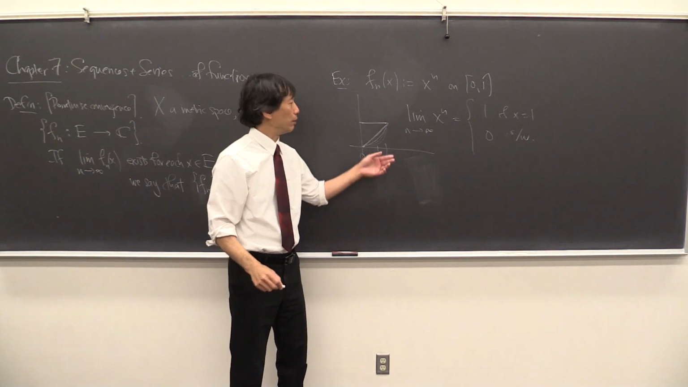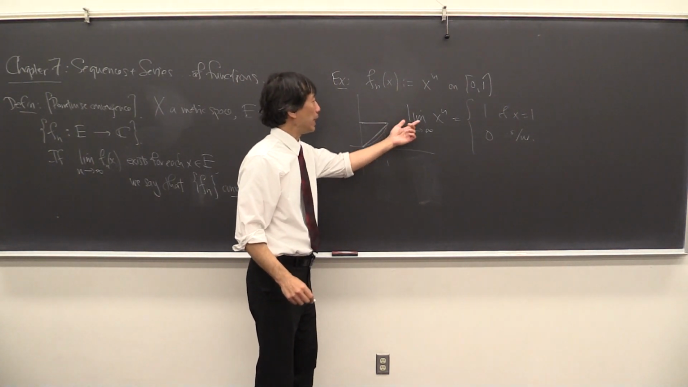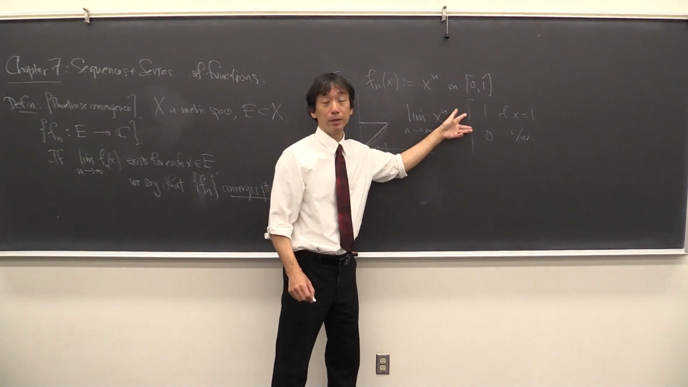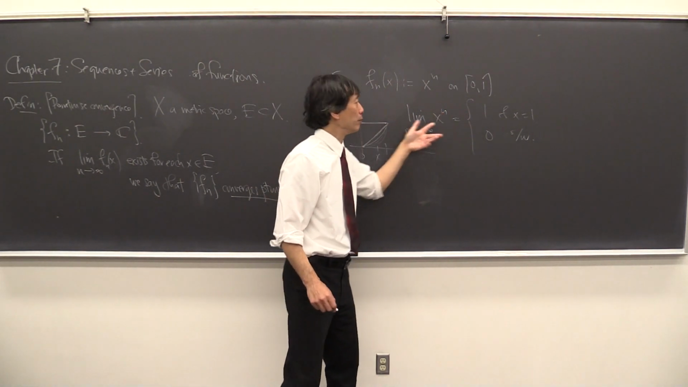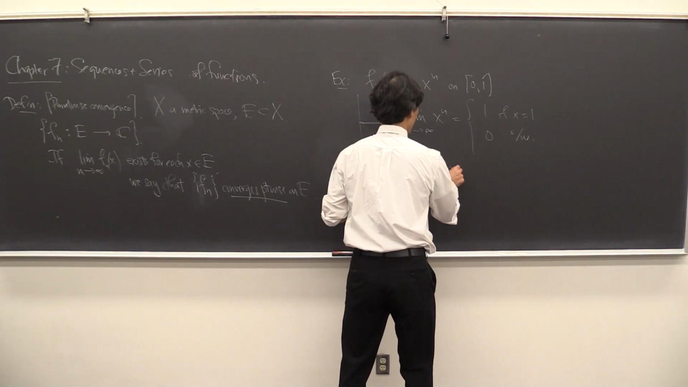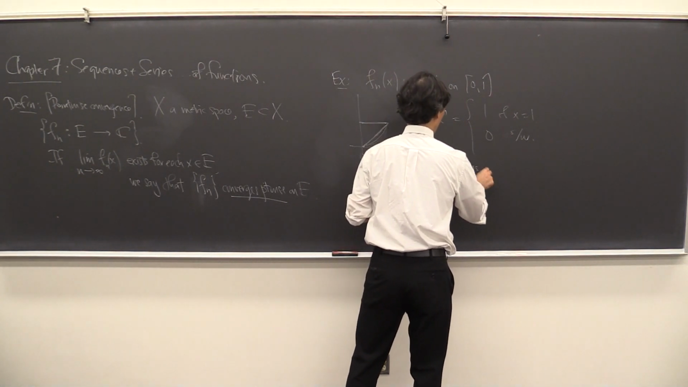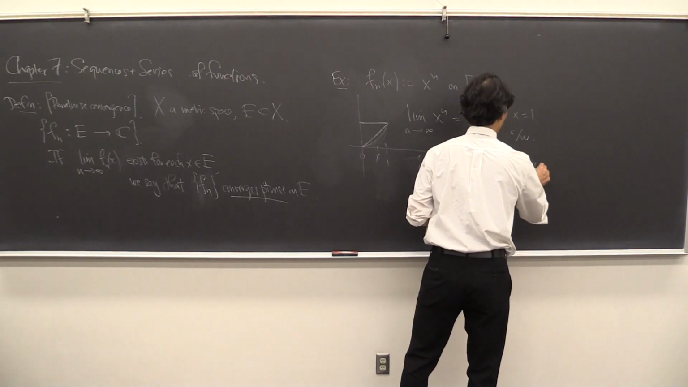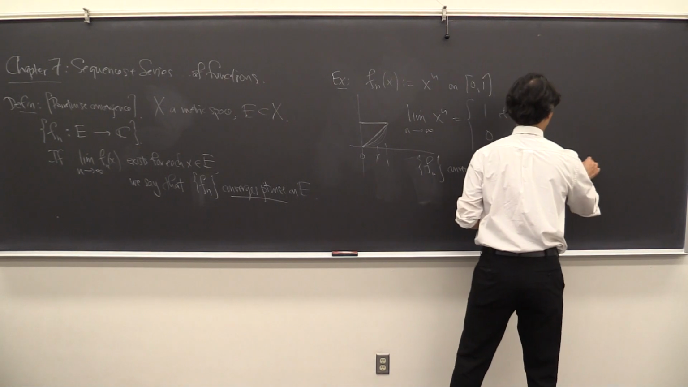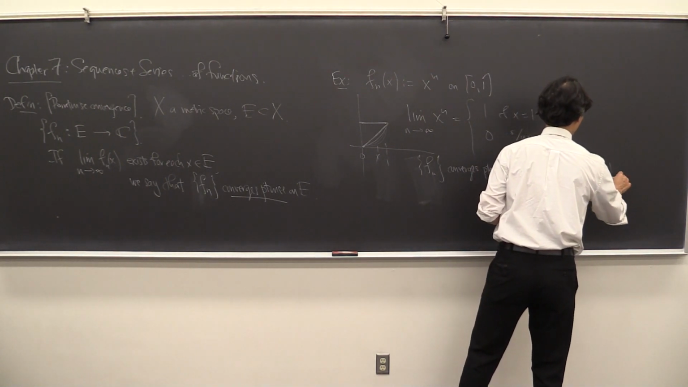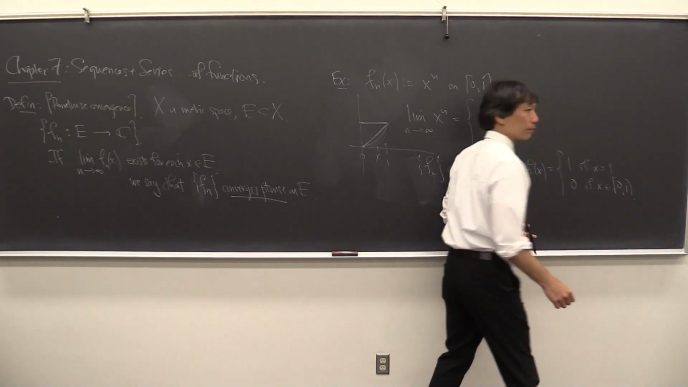So what you see is that, for every point in [0, 1], this has a limit. So this sequence converges pointwise to this function: f of x is 1 if x is 1, and 0 if x is between 0 and 1.